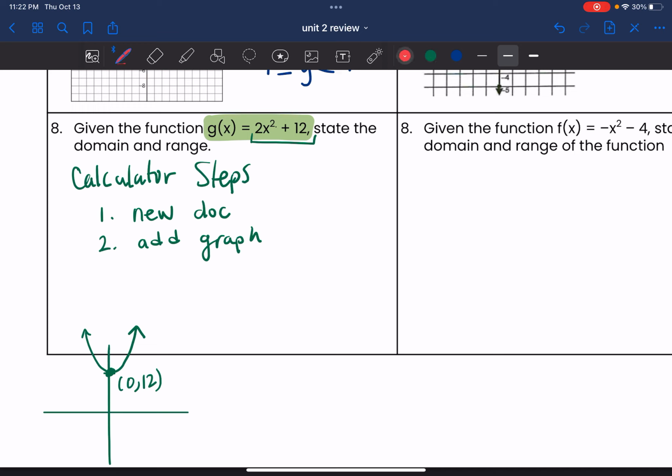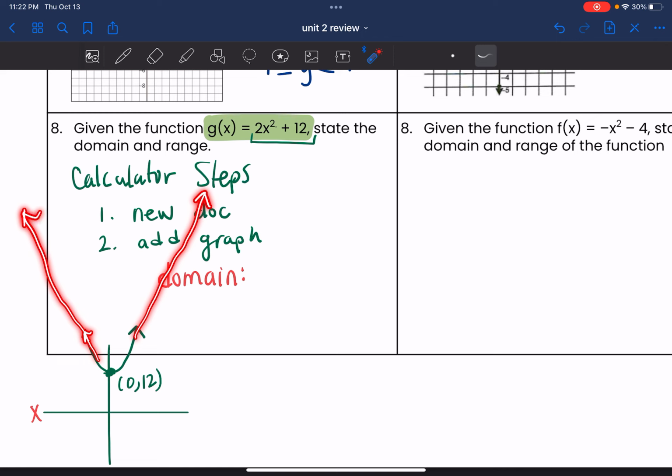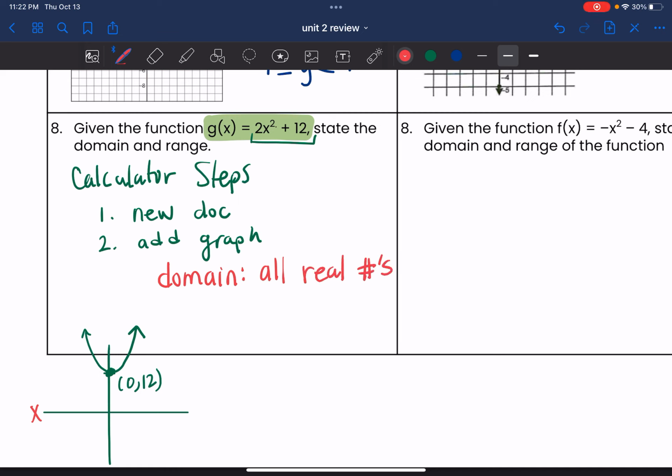So now, if I do domain, that's a continuous function, so I know I'm going to need inequality symbols. But looking at the x-axis, so side to side, the left side has an arrow, meaning it's going to keep going on that same trend. So it's going to keep getting wider to both sides. So since it extends forever in both directions, we would say all real numbers.